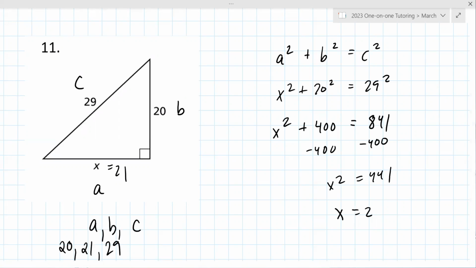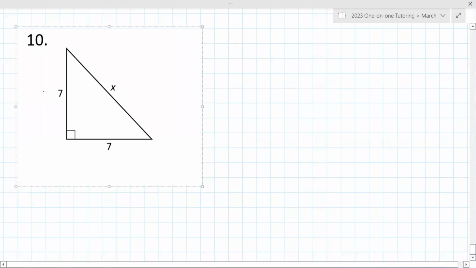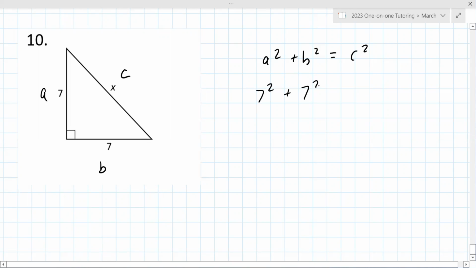Okay, let's go to 10. These are all kind of the same, but now we're going to have to do some stuff with roots. So let's take a look at that. All right. Here we go. We've got A, B, and C. A squared plus B squared equals C squared. 7 squared plus 7 squared equals X squared. This is 49 plus 49 equals X squared.